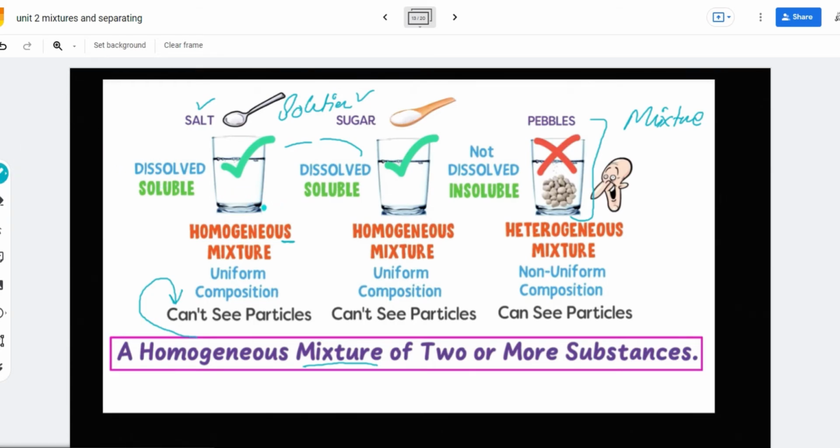So over here, if you see, do you agree that salt and water is a solution? Yes. Sugar and water is a solution? Yes. But pebbles and water, is it a solution? No, it's not a solution, but it's a mixture. Is this clear? Okay, so there is a difference. Not all the mixtures are solutions, okay? But a solution is a mixture. This is the case, okay? So a homogeneous mixture of two substances. Is this clear? Okay, now have you heard about the words solute and solvent?